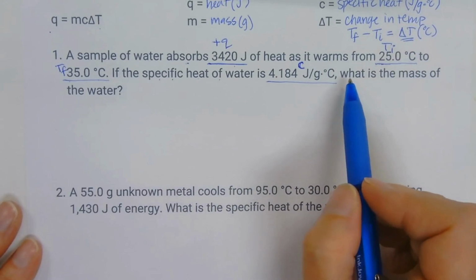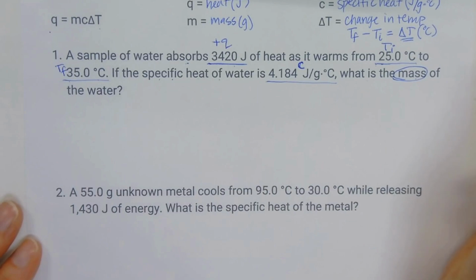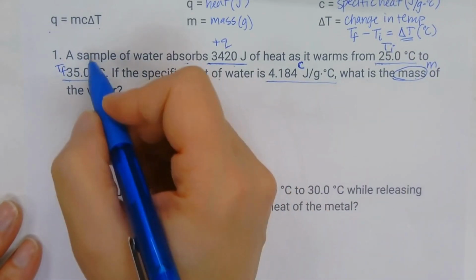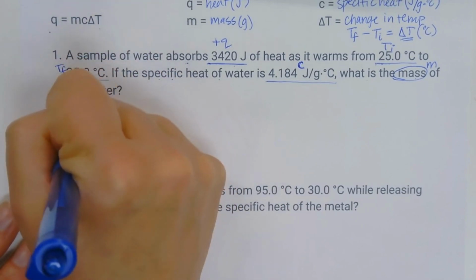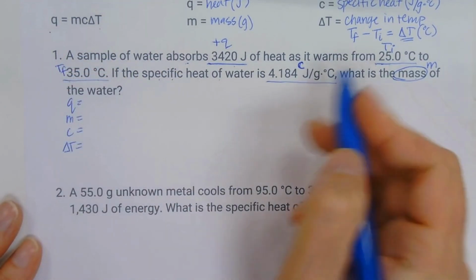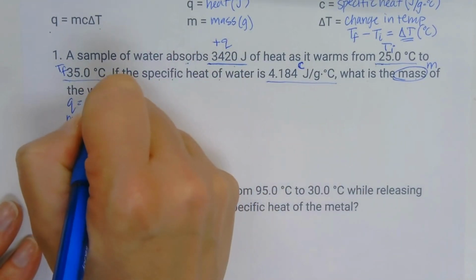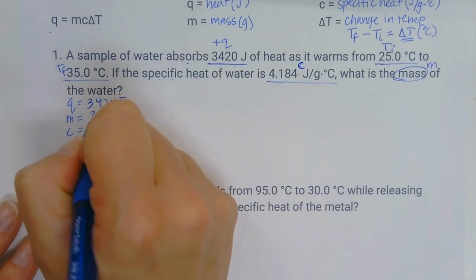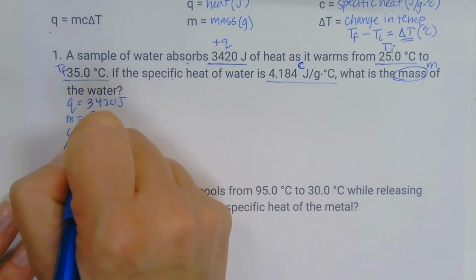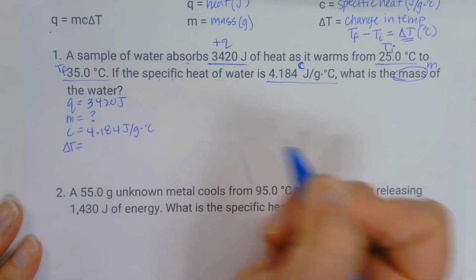So continuing then, what is the mass of the water? So I'm going to circle mass because that's what I'm looking for, and above it I'm going to write M because that's the one that I don't know. So I'm going to list my variables out. Q equals M C delta T. So I'm going to plug in what I've got to keep myself organized. So Q is 3,420 joules. The mass, we don't know, so I'm going to write a question mark. C for specific heat is 4.184 joules over grams times degrees Celsius.